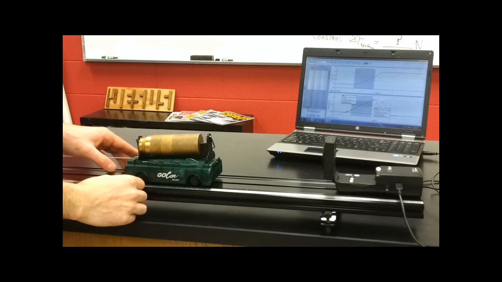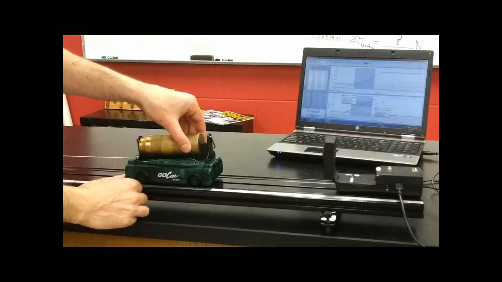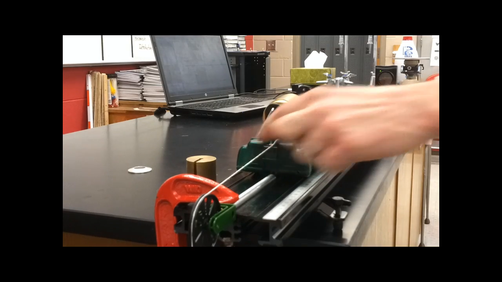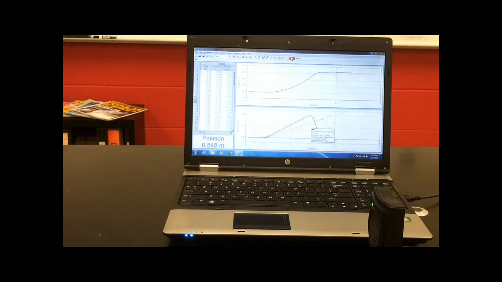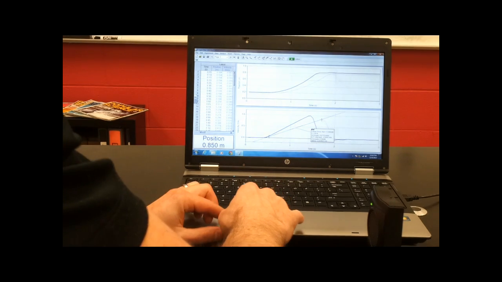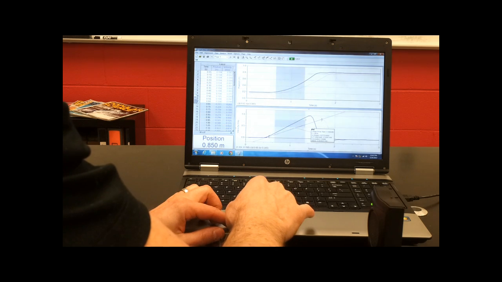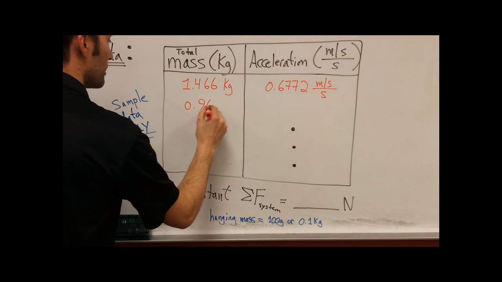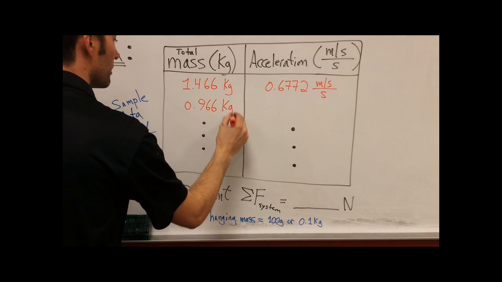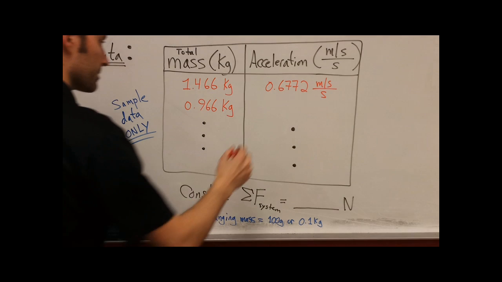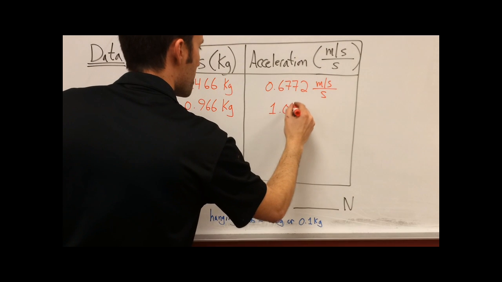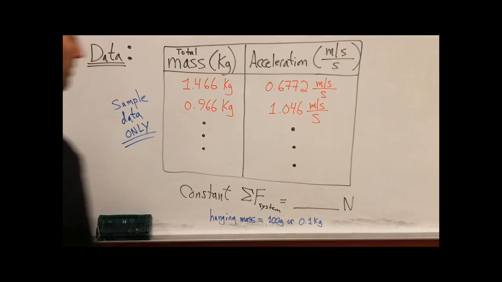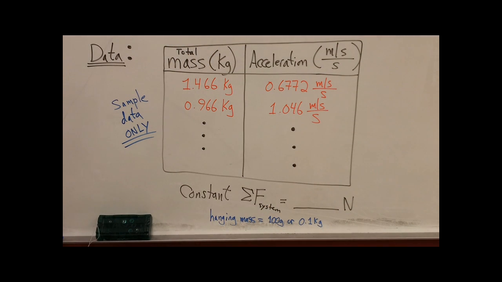For the next trial, to change the system's mass, all we need to do is remove some known amount of mass and measure a new acceleration. Remember that when finding the acceleration, all you need to do is determine the slope of your velocity versus time graph. For the second trial, since 0.500 kilograms were removed, that leaves a total system mass of 0.966 kilograms. And the acceleration, as measured by the slope of the velocity versus time graph for the second trial, was 1.046 meters per second per second.